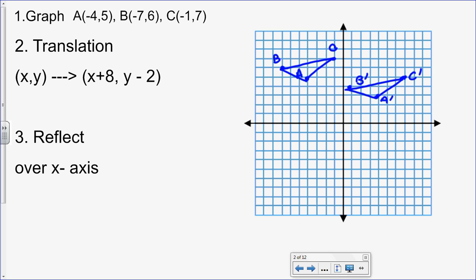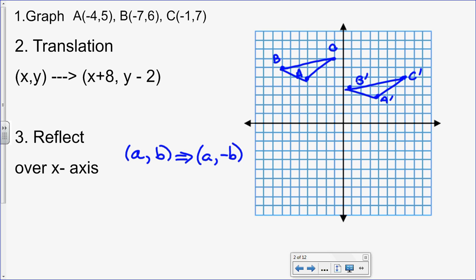Reflecting across the x-axis. Here's our x-axis. Okay? When you're reflecting across the x-axis, that means that what was A is still A, but the B changes sign. So if it was a positive B, it will now be a negative B. The y values will be negative. If they were negative, they become positive. We change the sign.